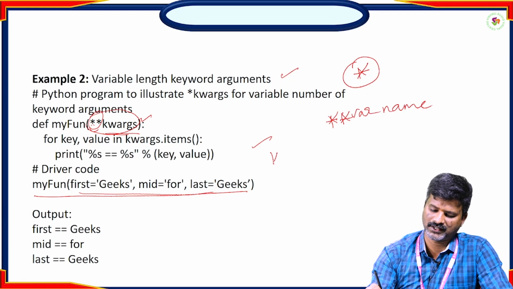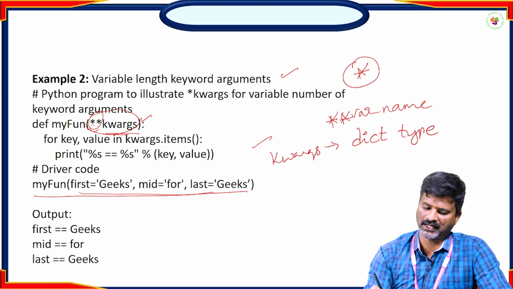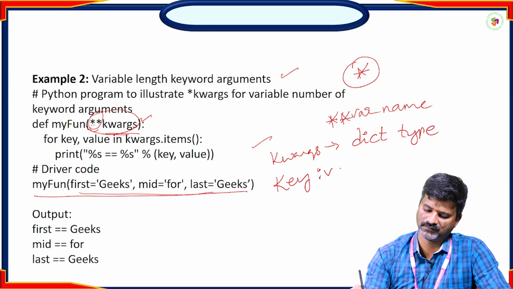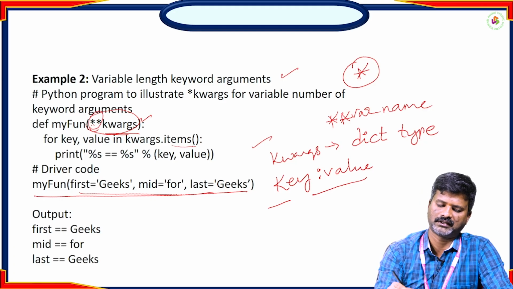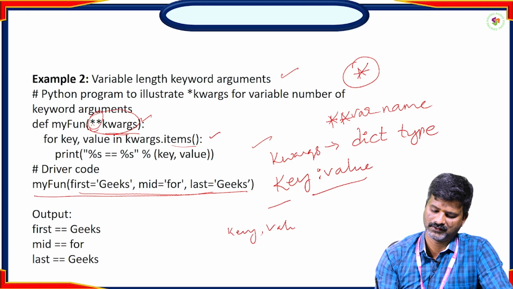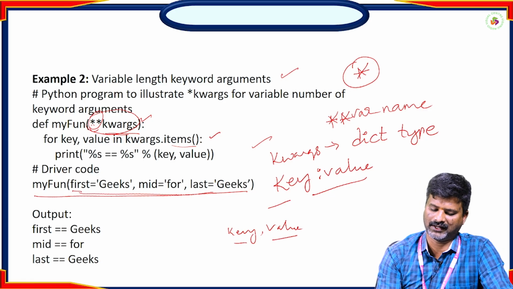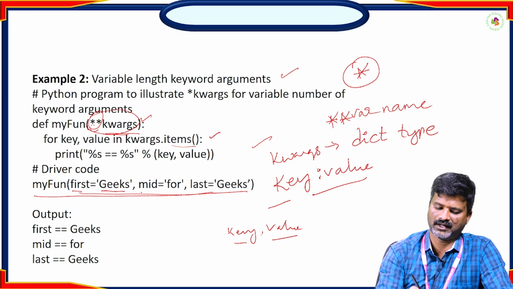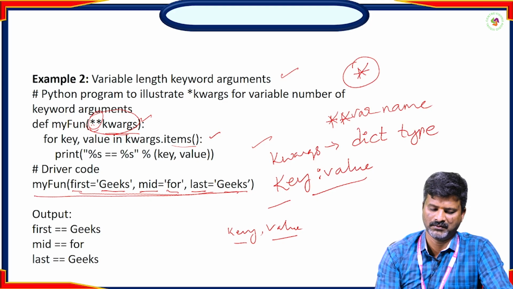Finally, this keyword argument is a dictionary type. So the values will be stored as key-value pairs. You have one method called items in your dictionary, with the help of which you can get the key as well as the value separately. So key is nothing but here first, and value means geeks. Similarly here mid is a key and value is for, and similarly other key-value pairs.